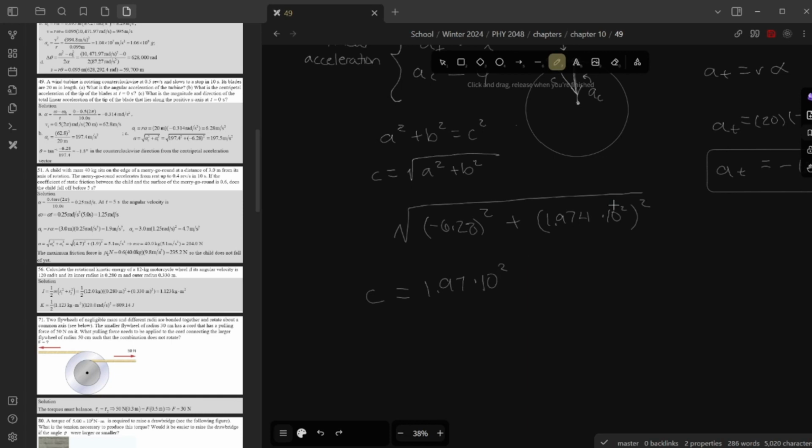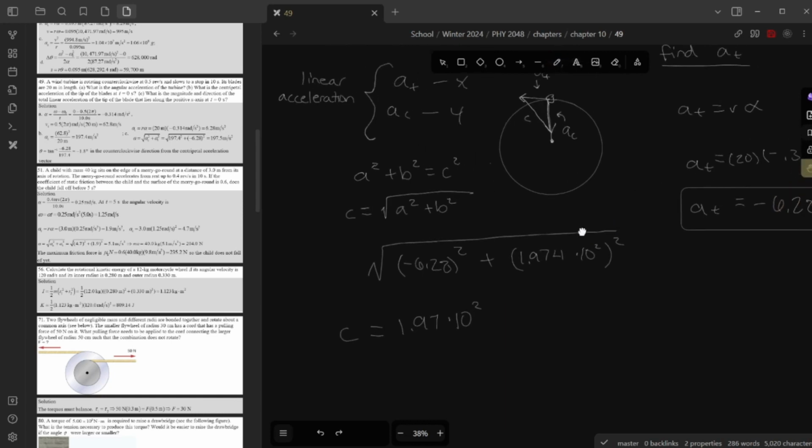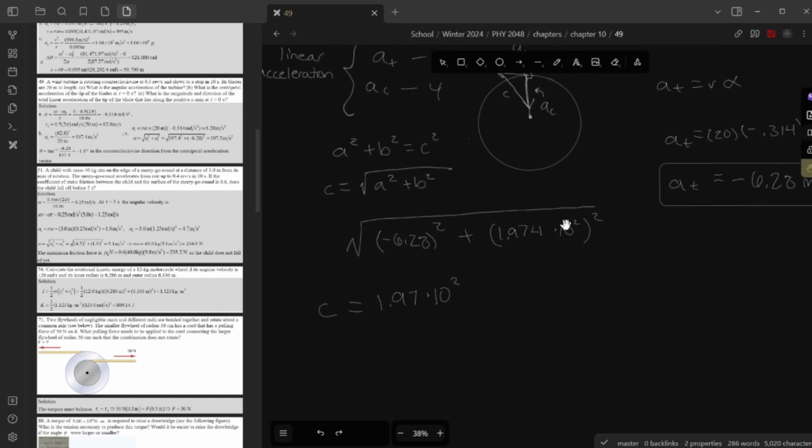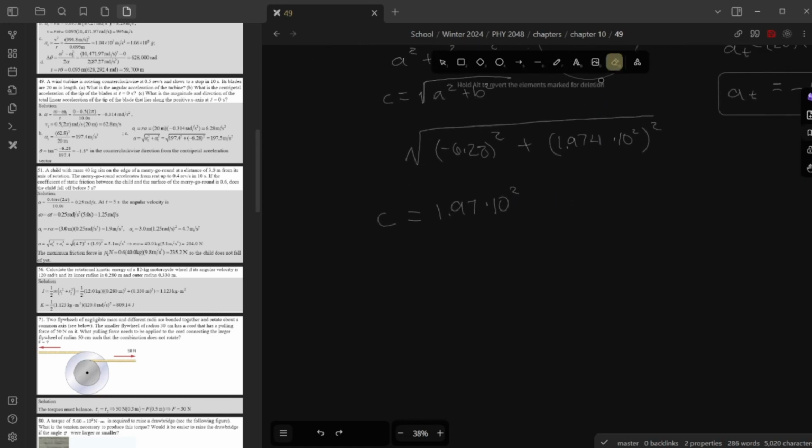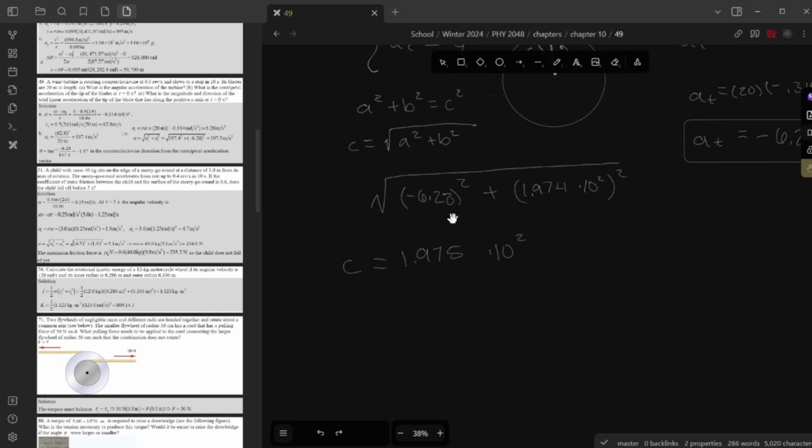times 10 to the 2. So it roughly equals the same magnitude as this. Actually, let me just add one more sig fig because there is supposed to be a difference. And I kind of lowered the precision of that by accident. So yeah, we're going to add a 5 there. And then times 10 to the 2. So that is our magnitude.